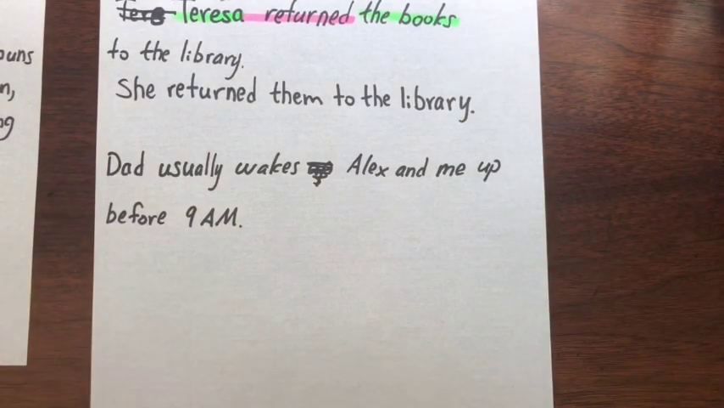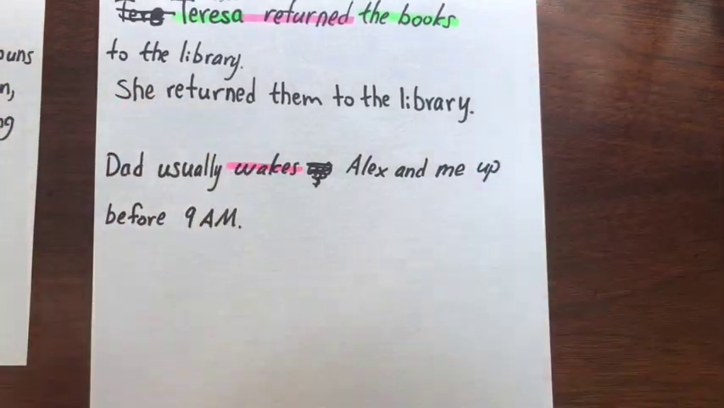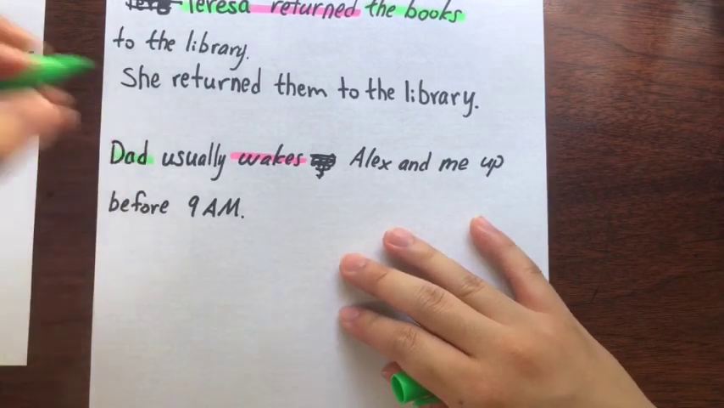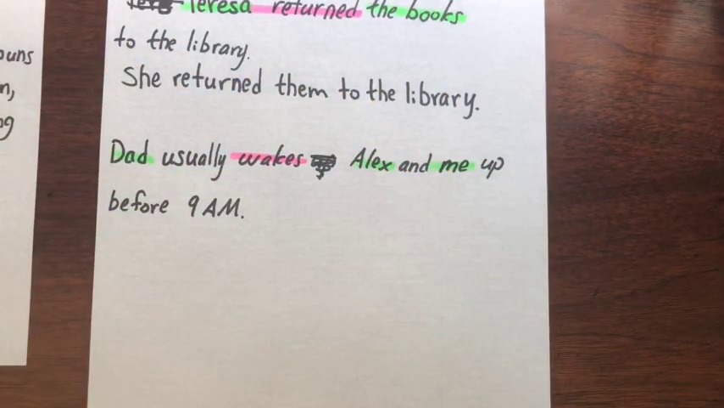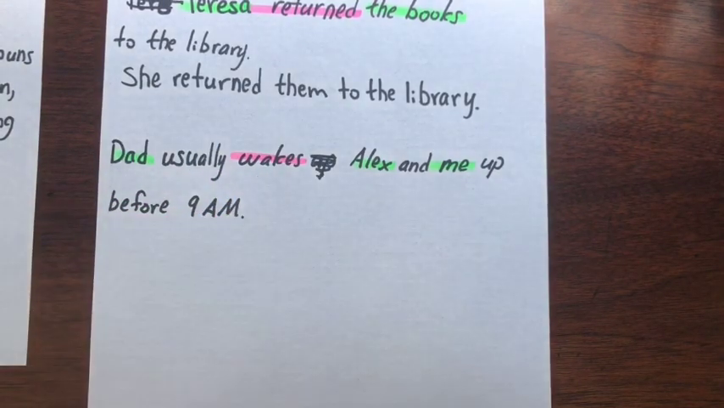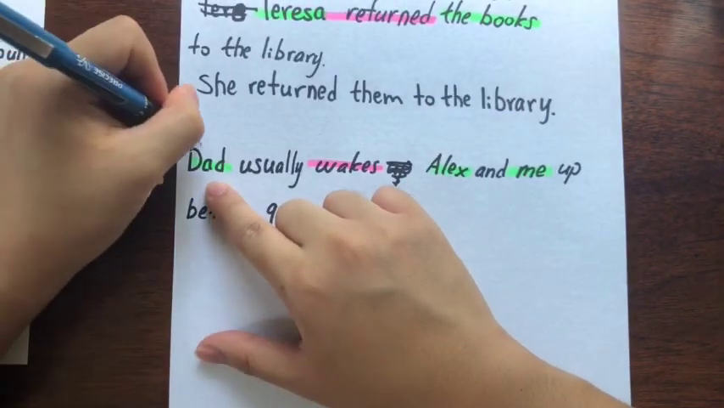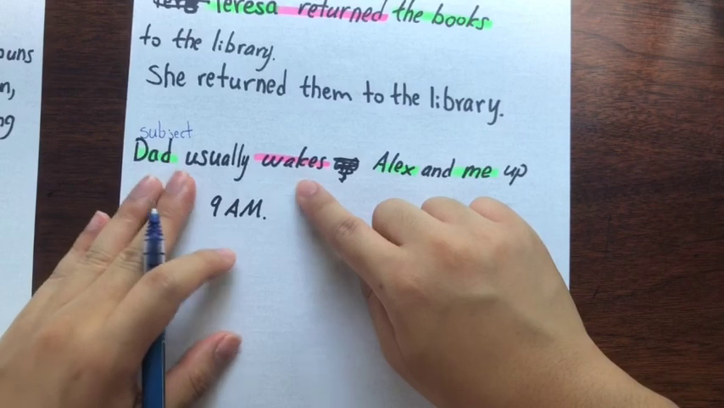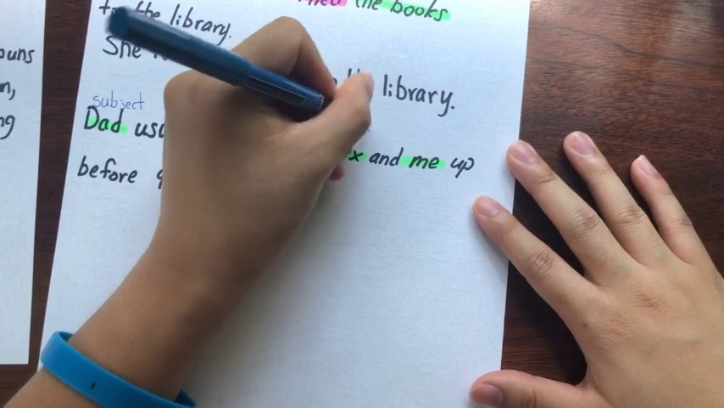Let's identify the verb. The verb is wakes. The nouns are Dad, Alex, and me. Okay, so the verb is wakes. So who wakes? Who says, get up, you need to get up? Dad does. So Dad is the subject. Who does he wake up? He wakes up Alex and me. So object, object.